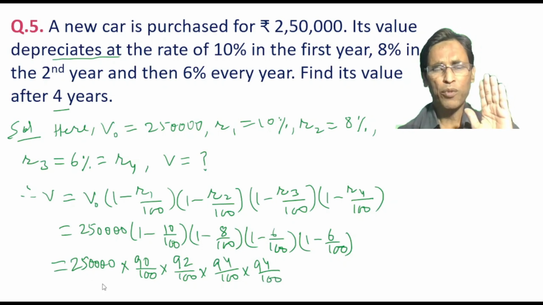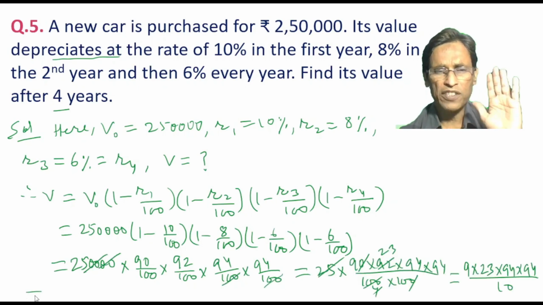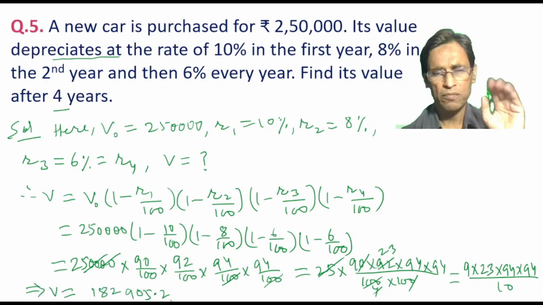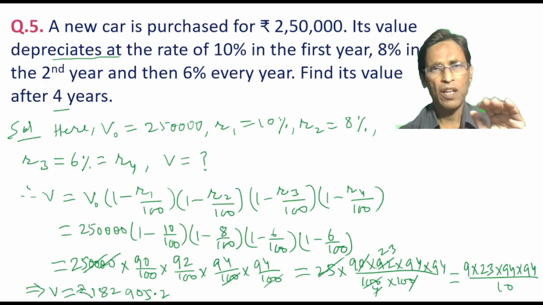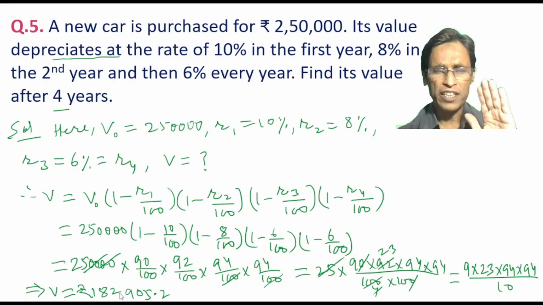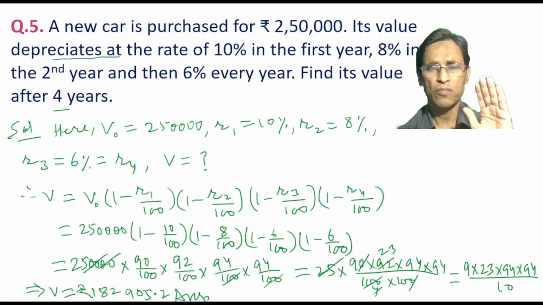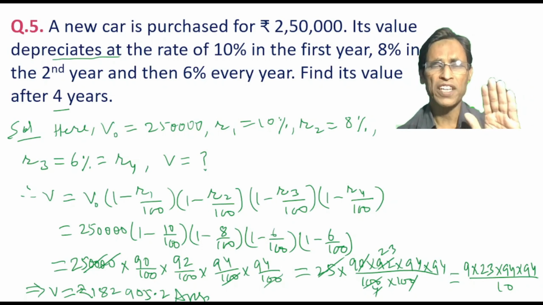Now, to find the product of all, we will have to simplify it first. After simplification we find the value of V, and it is 1,82,905.2 in rupees. Therefore the value of the car after 4 years will be 1,82,905.2. Answer. This was all about the application of the compound interest formula in the sense of growth and depreciation.